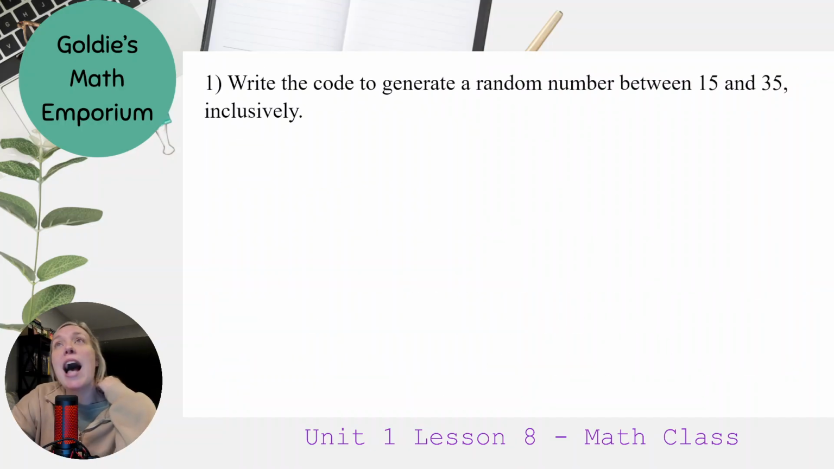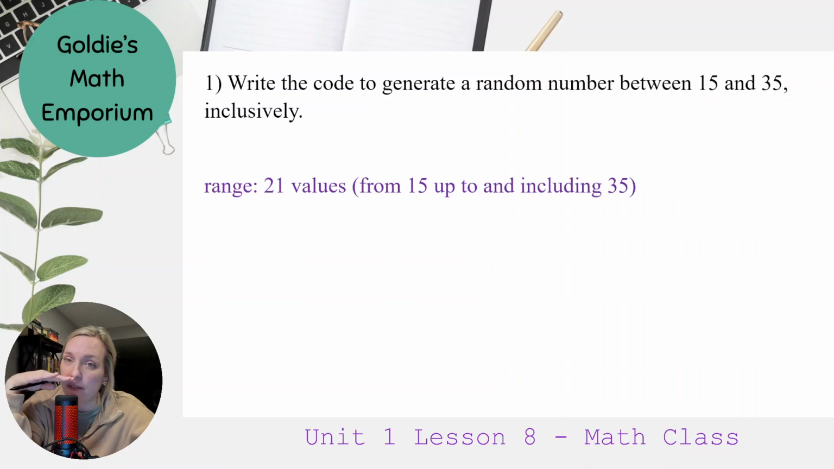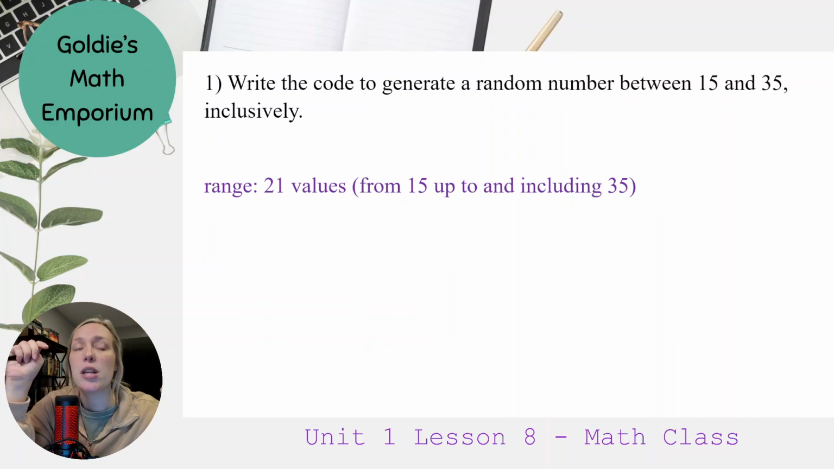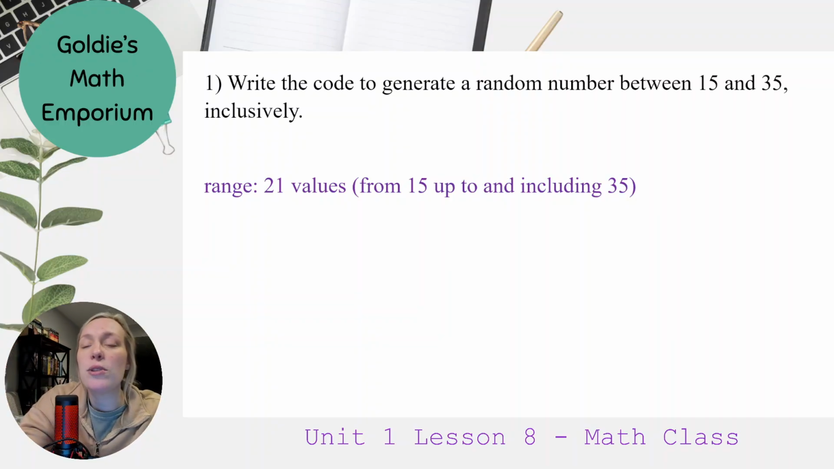So if I am given a task that says write a code segment to generate a random number between 15 and 35 inclusively. Remember, inclusively means including the two endpoints. So I do want my random number to maybe be 15, maybe be 35, or any integer between. Exclusively means excluding the endpoints. My range is 21, from 15 up to and including 35. Now, this is probably the number one mistake I see with this, is students take the upper endpoint and subtract the lower.